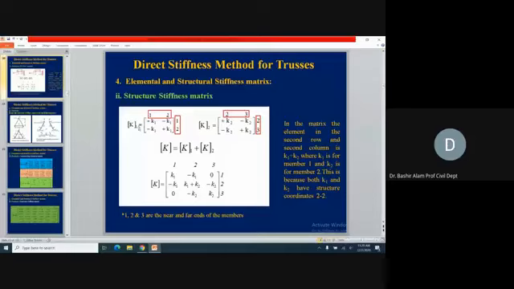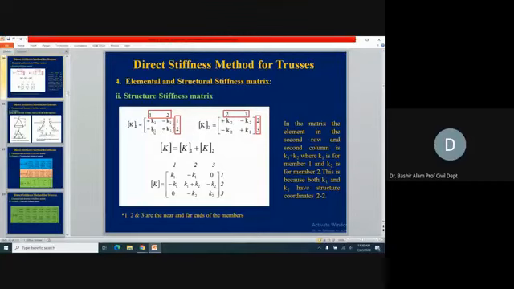Now when we add them up, this K is the structural stiffness matrix. K1 is the first elemental stiffness matrix. This is the second. Now we are adding them up. So at 1, 1 position, we are writing this K1. You see here 1 and 1 position K1. Now at 1, 2 position, it is minus K1. So minus K1 is coming.